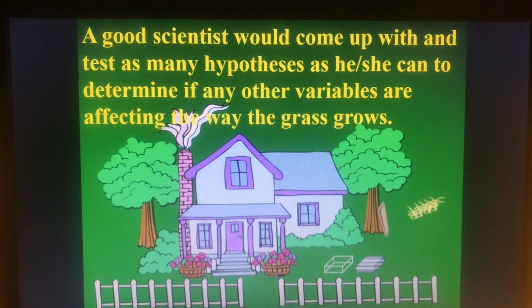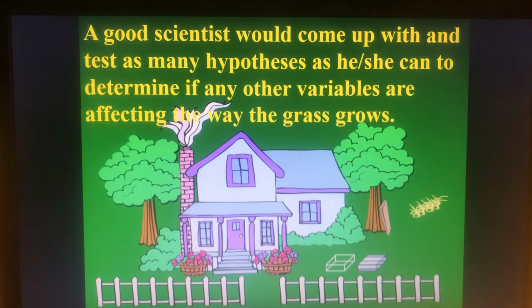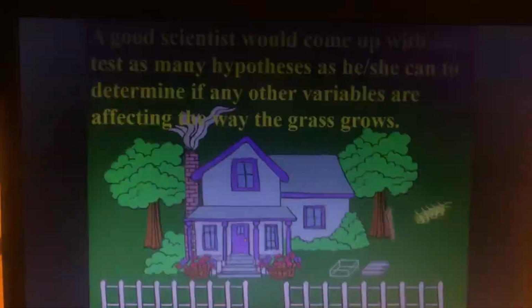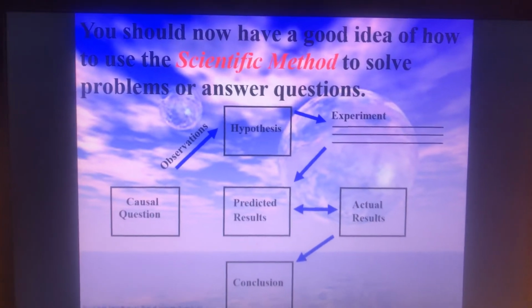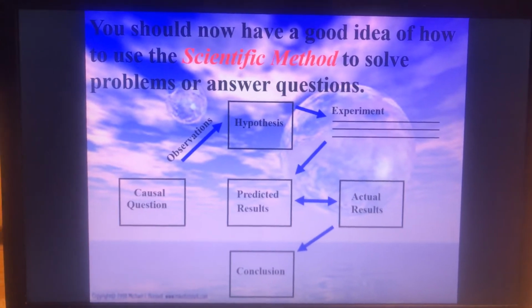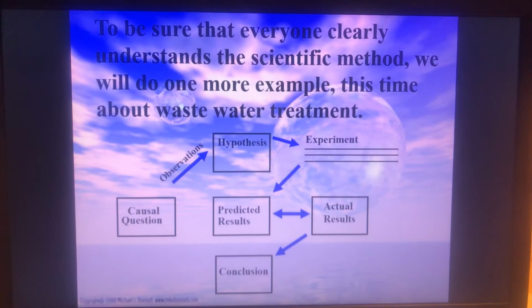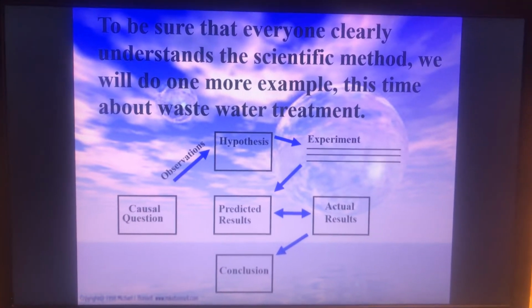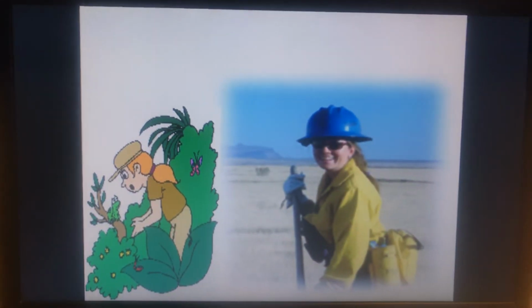A good scientist would come up with and test as many hypotheses as he or she can to determine if any other variables are affecting the way the grass grows. You should now have a good idea of how to use the scientific method to solve problems or answer questions. To be sure that everyone clearly understands the scientific method, we're going to do one more example, this time about wastewater treatment. It's going to be pretty interesting.